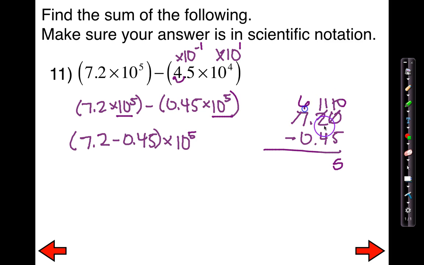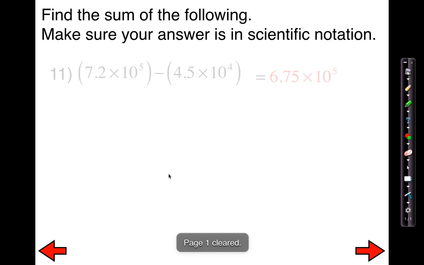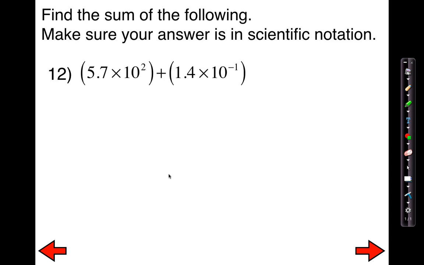And that's going to leave us with 6.75 times 10 to the fifth. And again, we're done because the coefficient does fall between 1 and 10. Now, if you take a look at number 12, number 12's a little tricky. Why? Well, first, do you want to turn both exponents to a 2 or to a negative 1?